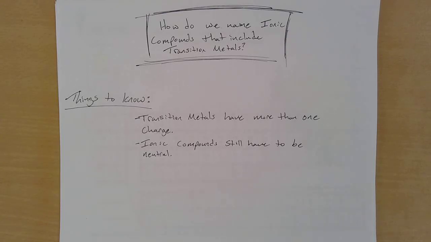So now that we've looked at how we write names and formulas for ionic compounds that have a fixed charge, so those group 1, group 2 metals, let's take a look at what happens when we work in the transition metal range. Transition metals can have more than one charge. They can be +2, +1, +3, it doesn't matter.